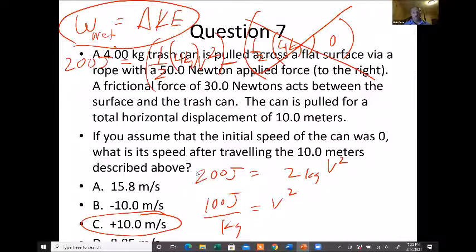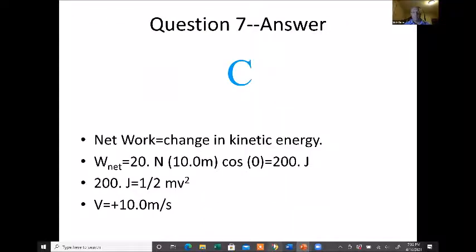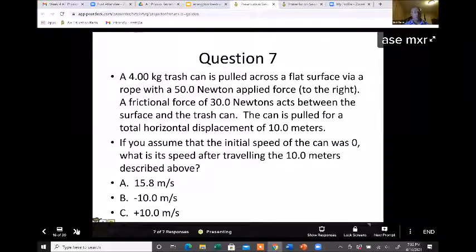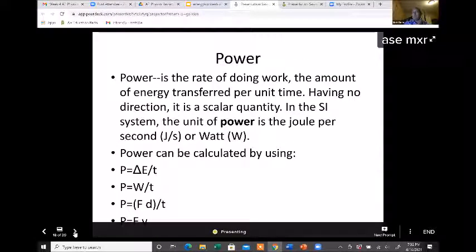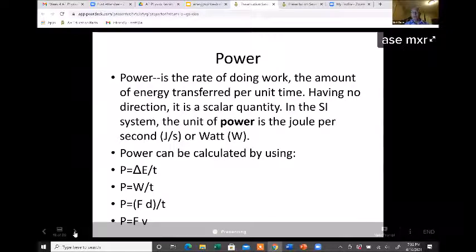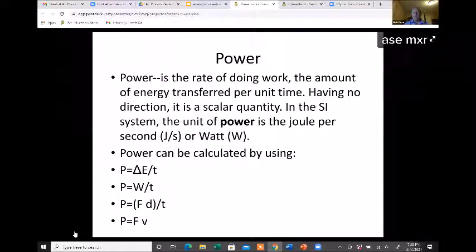All right, let's get back to Pear Deck. So we finally moved away from that prompt. So let's talk power for a minute. Power is essentially a speed of doing work, a rate of doing work. How fast do you do work? Or we could think of it as the amount of energy, because work is really another way of thinking about energy, the amount of energy transferred per unit of time.